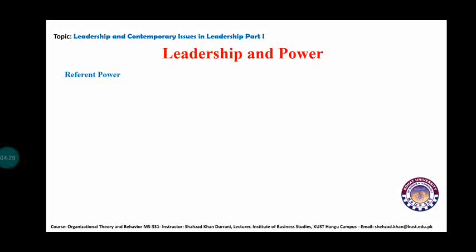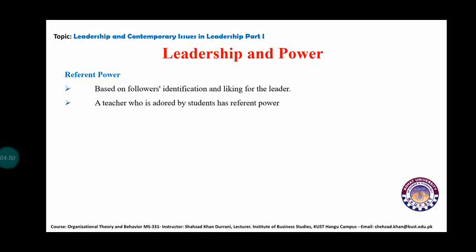First one, referent power. It can be defined as based on followers' identification and liking for the leader, right? People can do anything for you if that person likes you, if that person adores you. And an example of referent power can be a teacher who is adored by students has referent power. So such kind of power is called referent power.